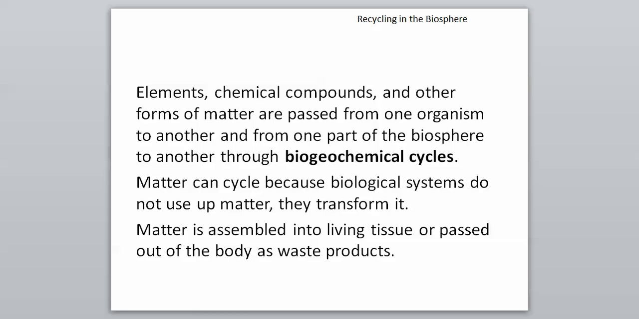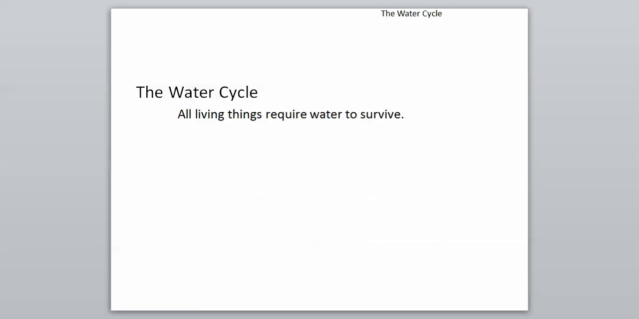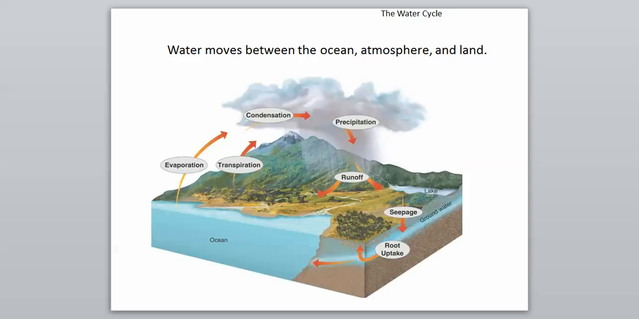The first cycle we're going to look at, the first source of matter, is one of the most important sources of matter for all living things, and that is water. So the first thing is the water cycle. All living things require water to survive. That's pretty obvious. Here is how water moves between the ocean, atmosphere, and land. There are several different processes. The first one is evaporation. Actually, there is no first step because it's all a big cycle, but we're going to break down words like evaporation, transpiration, condensation, precipitation, runoff, and things like that.